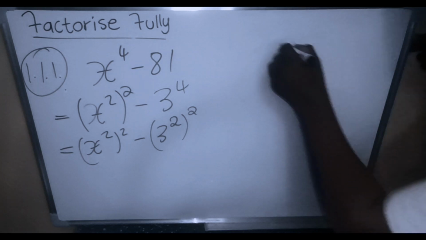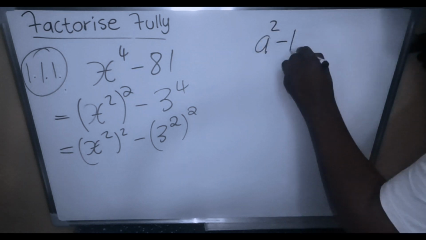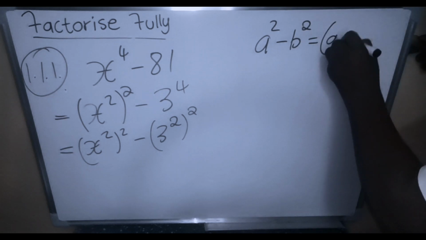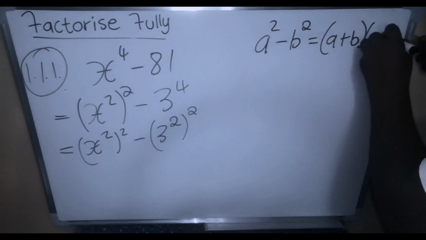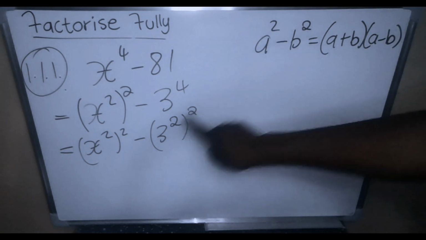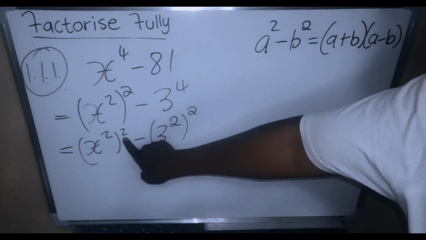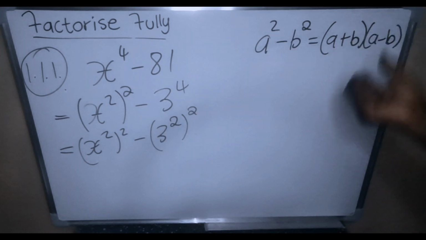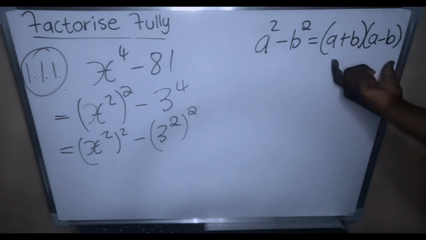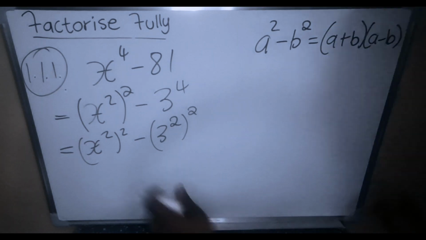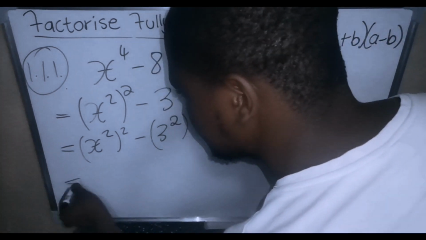Now, there's this rule here: a squared minus b squared is equal to (a plus b)(a minus b). This is the rule. Outside the bracket, we have squared, squared, and our minus in the middle. Now, we need to write this in this form: bracket a plus b, close bracket, bracket a minus b.